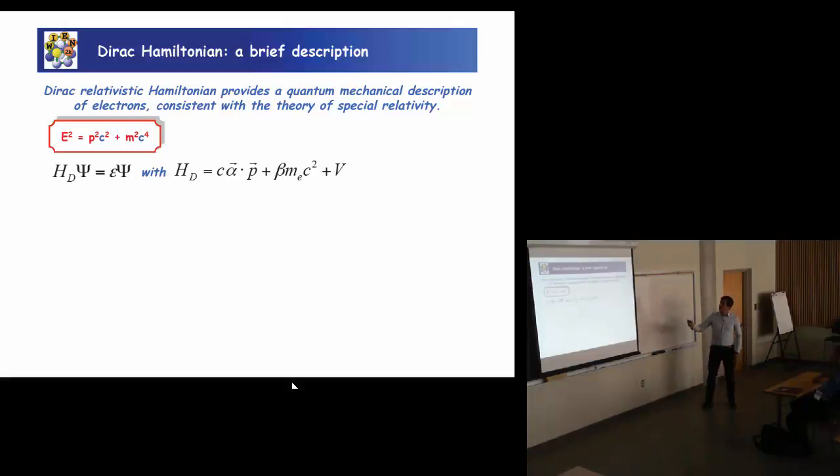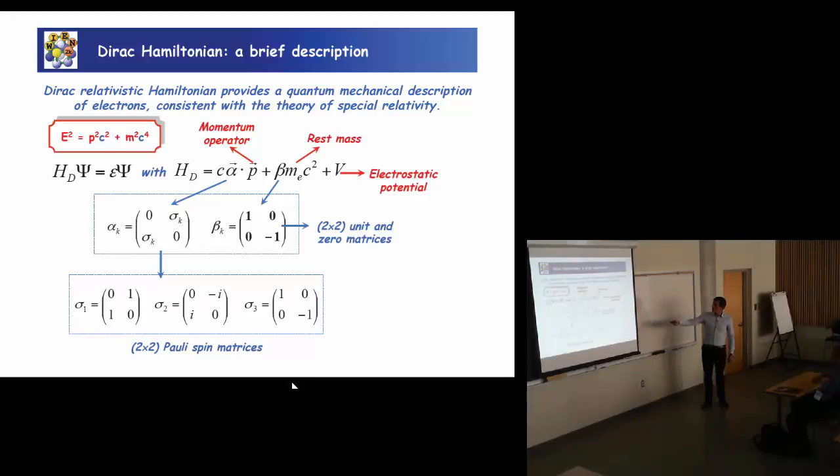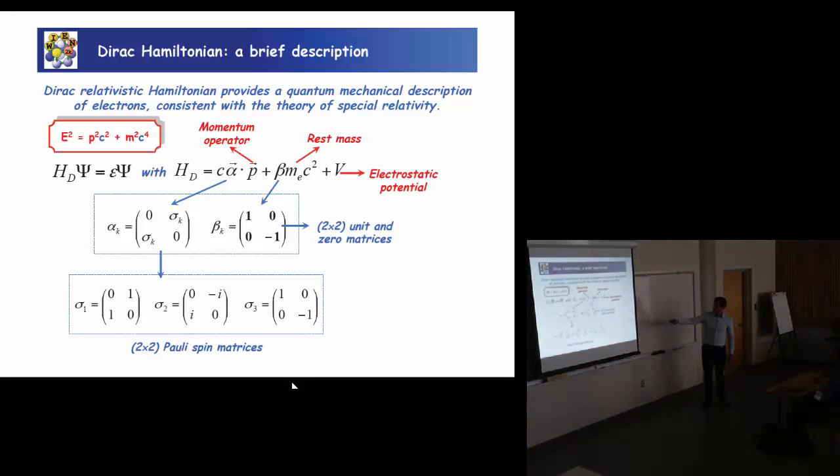Looking at this relativistic equation based on the Dirac Hamiltonian, you obtain the following Hamiltonian, in which you see a relation between the speed of light, the momentum. You have also this mc squared and the electrostatic potential. And what you see is that if you do this Hamiltonian squared, you will find again p squared c squared plus m squared c to the fourth. So you really see the relation between this classical analog and the Dirac equation. And in this equation, the Pauli spin matrices will be taken into account in this term.